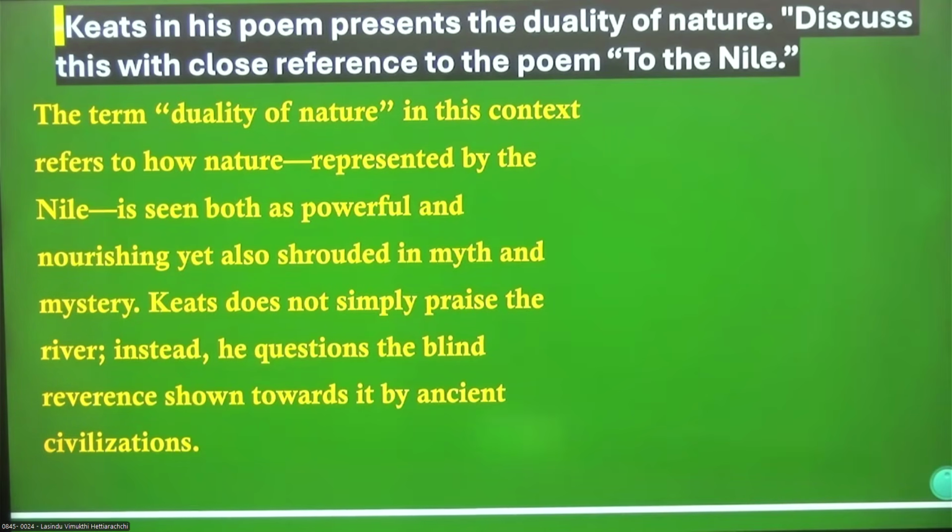So actually Keats highlights here why people are blindly venerating River Nile. We don't know the reason, right? They show a lot of reverence towards River Nile. They are afraid of River Nile. And there are so many reasons for that.